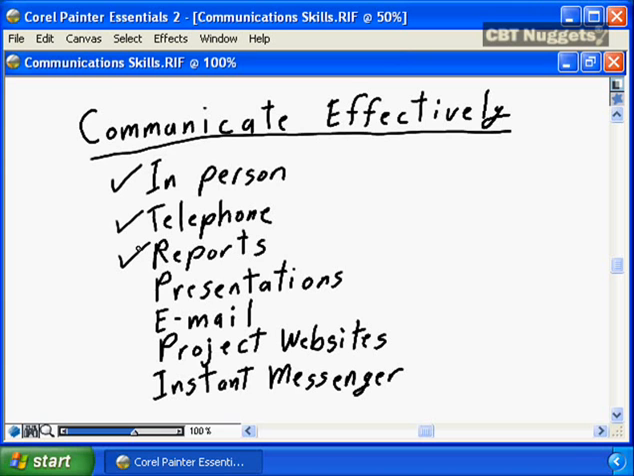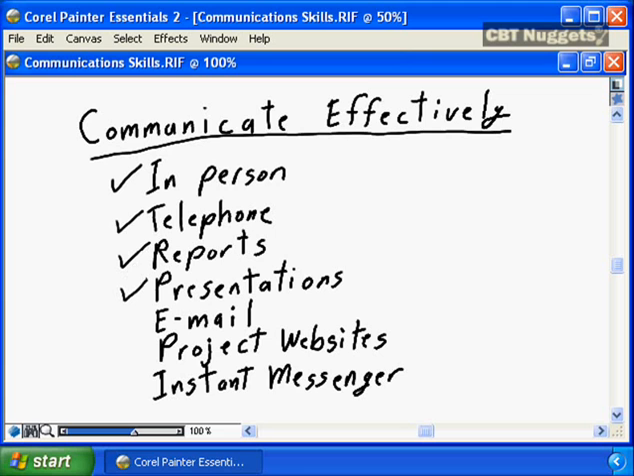So ensure that you are using the appropriate tools, that your reports are complete, that your reports have the right information, that they are professionally prepared, that they're typo-free, that the grammar is appropriate, that they're written in the right tone and style for the message you're trying to deliver.